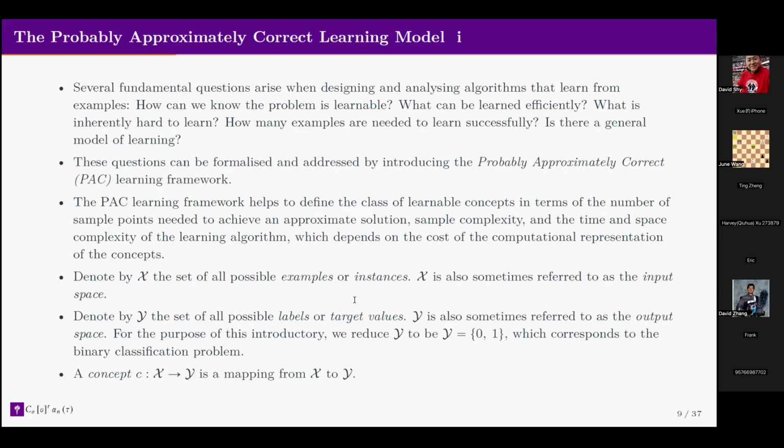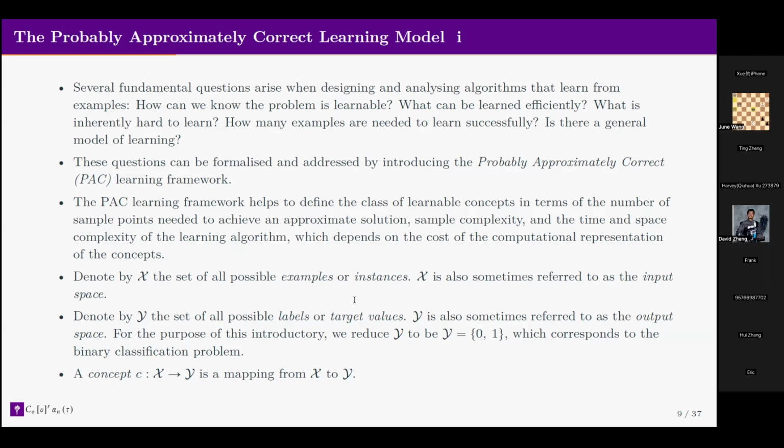So after knowing the basic definition of machine learning, several fundamental questions arise when designing and analyzing algorithms that learn from examples, such as how can we know the problem is learnable? What can be learned efficiently? What is inherently hard to learn? How many examples are needed to learn successfully? Is there a general model of learning? So these questions can be formalized and addressed by introducing the probably approximately correct learning framework, which is called the PAC learning framework, which helps to define the class of learnable concepts in terms of the number of sample points needed to achieve an approximate solution, the sample complexity, and the time and space complexity of the learning algorithm, which depends on the costs of the computational representation of the concepts.